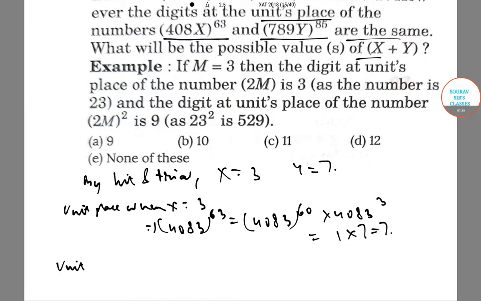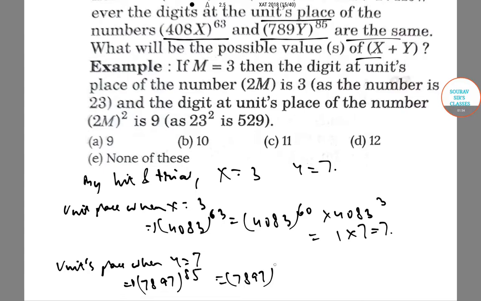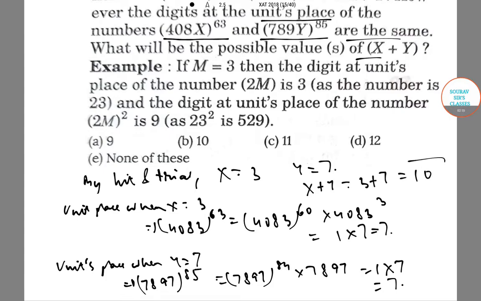Now the units place when y is equal to 7, this is 7897 to the power 85, which is equal to 7897 to the power 84 into 7897. Now this again gives us 1 into 7, which is equal to 7. So the value of x plus y is equal to 3 plus 7, which is equal to 10. The correct option is option B.